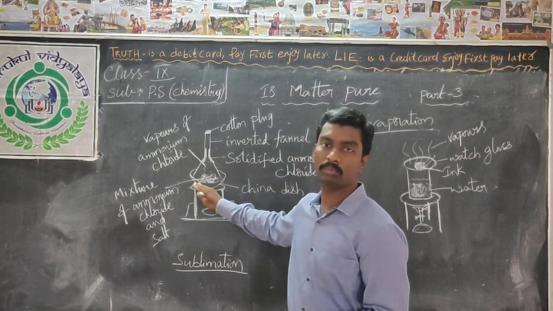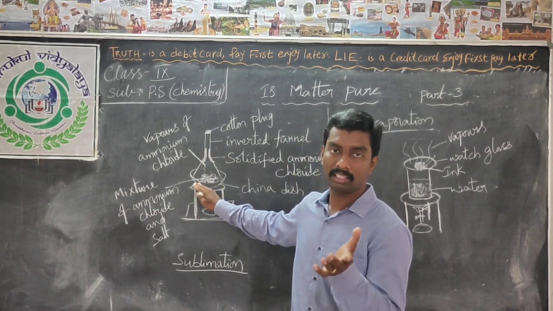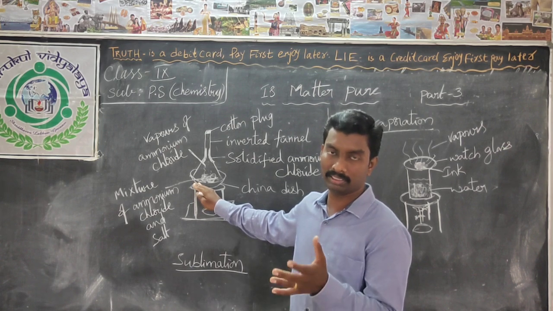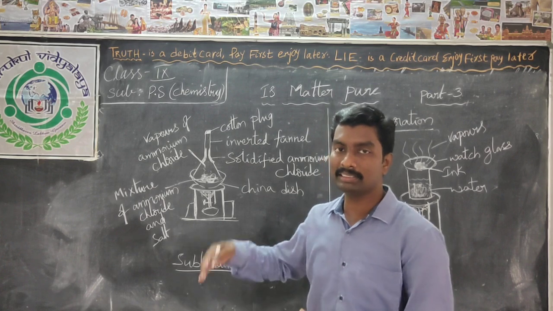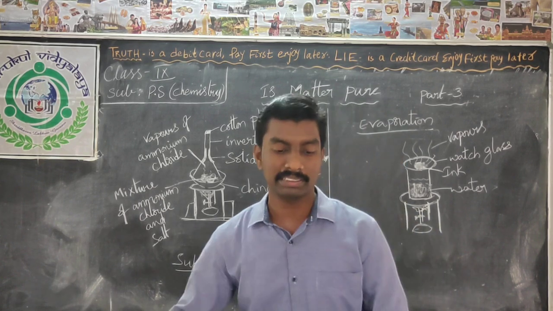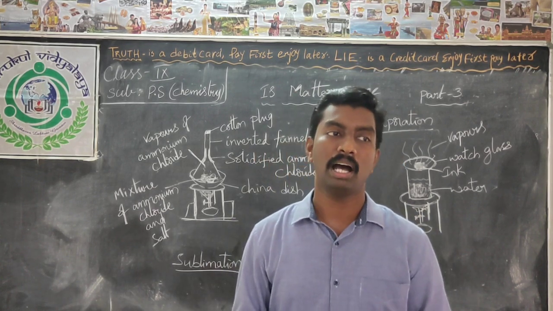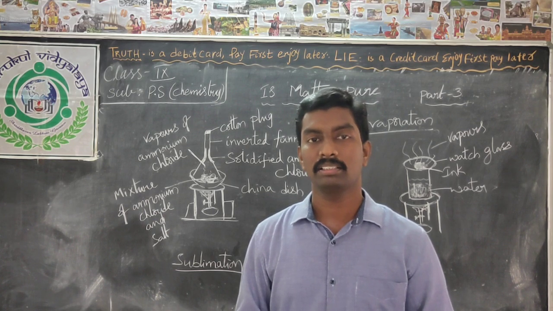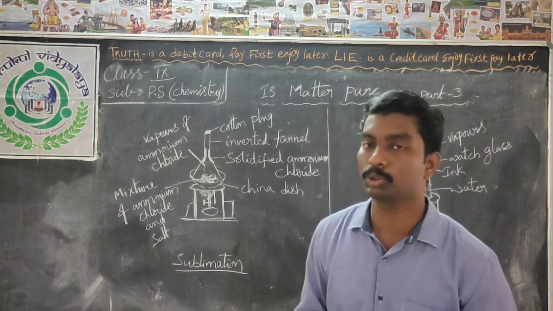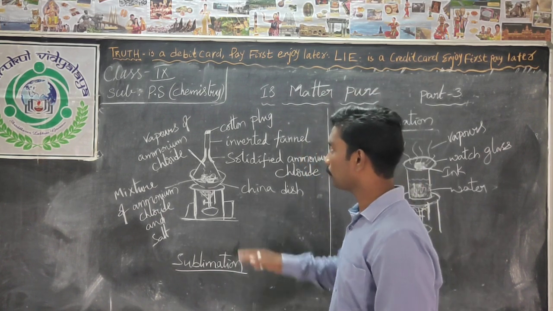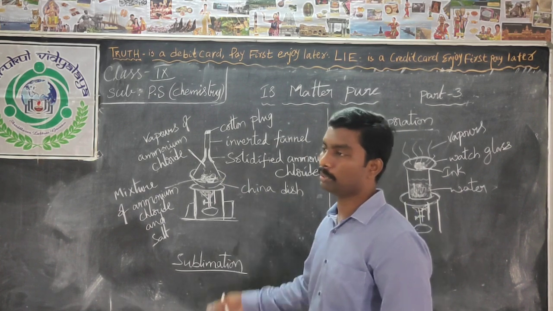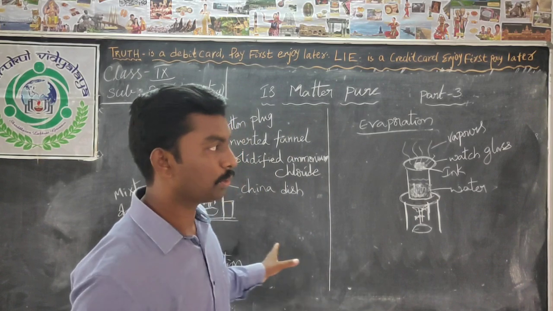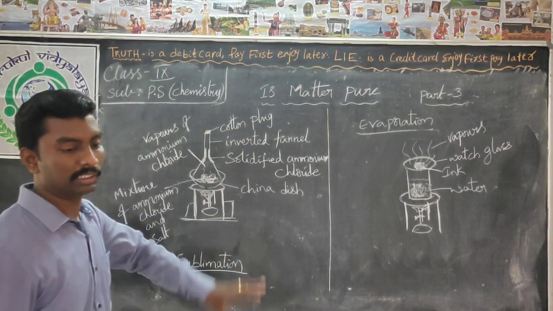The China dish will be having the salt, and the ammonium chloride we can separate. So by this sublimation process, we can separate the two salts, ammonium chloride and sodium chloride, that is NaCl. This process is taking place, and this technique is known as sublimation. This separating process is called sublimation.